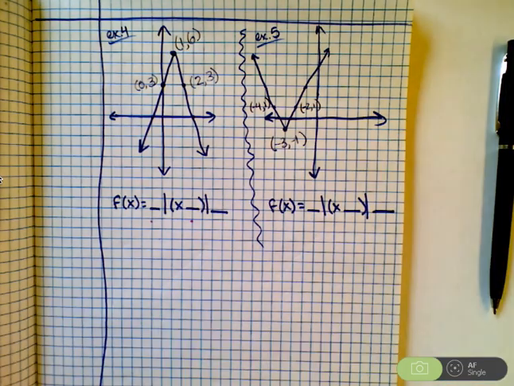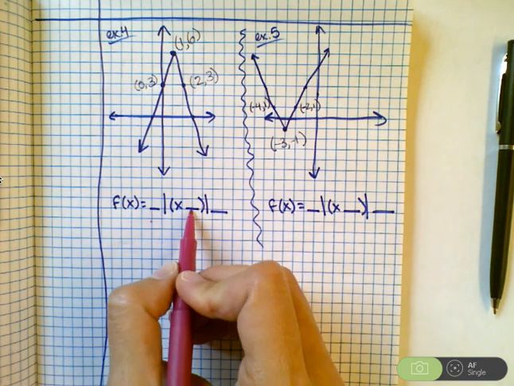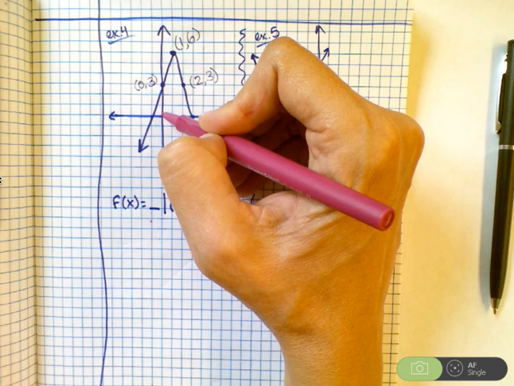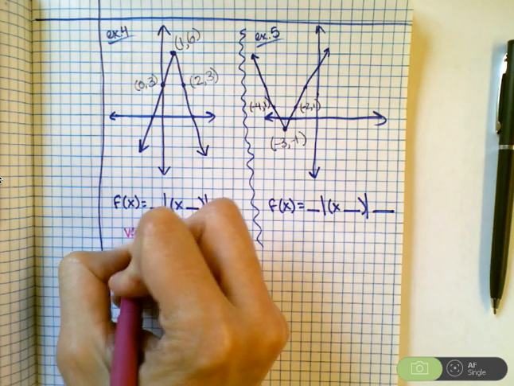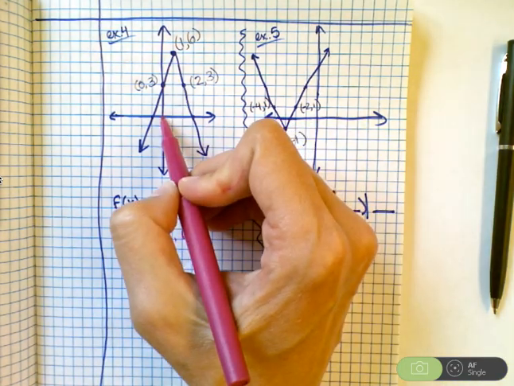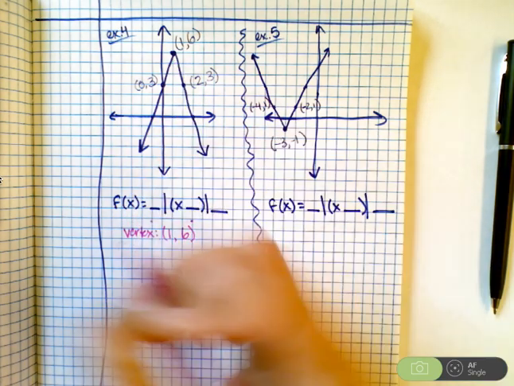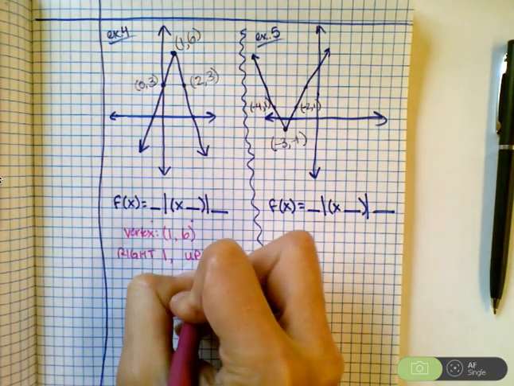So if we look at example 4, remember the original absolute value function would have started here at 0, 0. So we can see what this number and this number would be by looking for where the point of the absolute value function is now. And you can see the point of it, or the vertex, is now up here at 1, 6. So from 0, 0, it's moved to the right 1, and it's moved up 6.